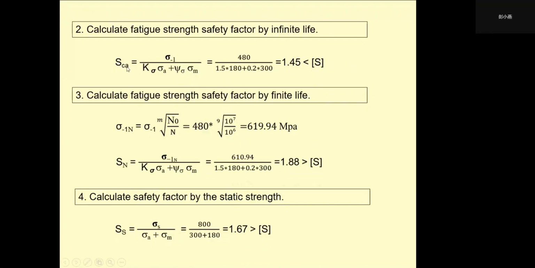This is for the condition where the stress ratio is constant. When the life is finite, we should use sigma minus 1 n to calculate the safety factor.